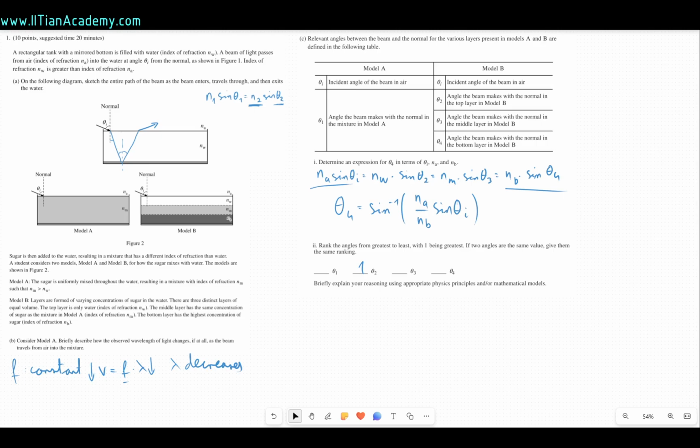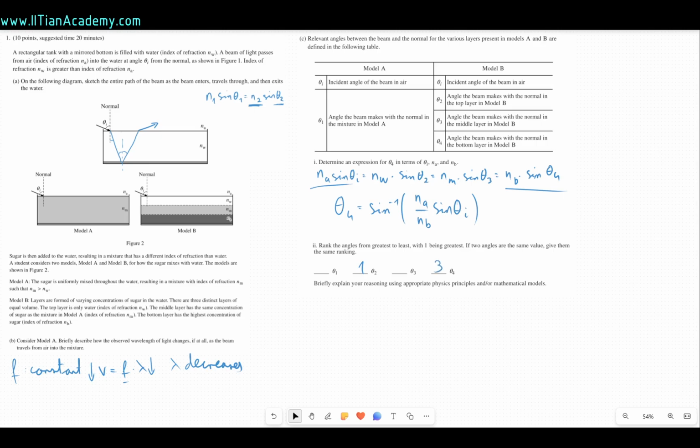And then we can consider theta 1 and theta 3. Theta 1 in model A is the angle that is made in NM, and theta 3 is the angle that is made again in NM. And then we have theta 4, which is made in the most bottom layer. Now we know that the most bottom layer has the highest concentration, that is, the highest refractive index. Therefore, this will have the smallest angle.